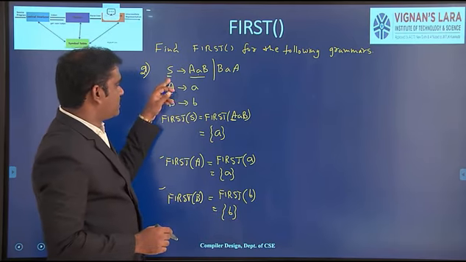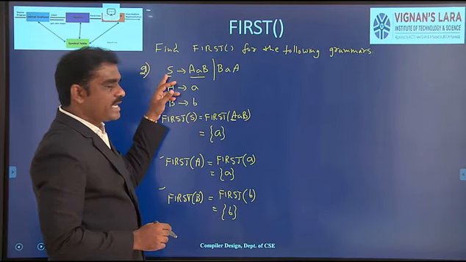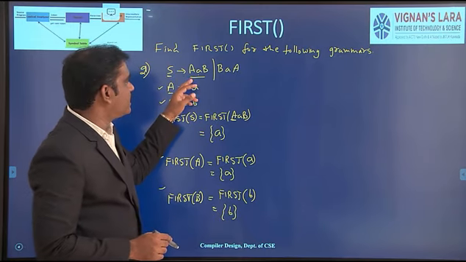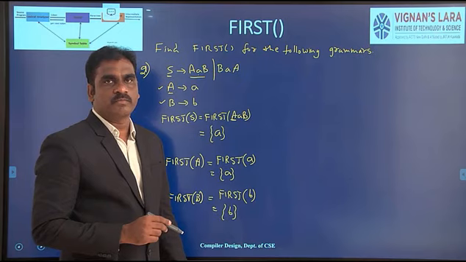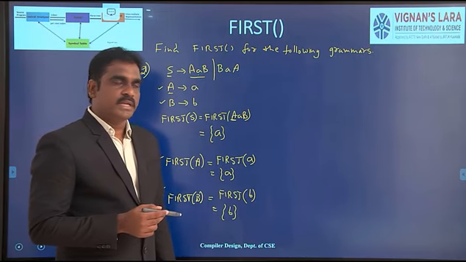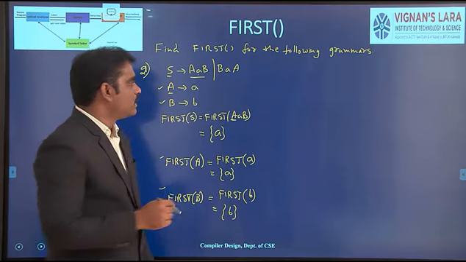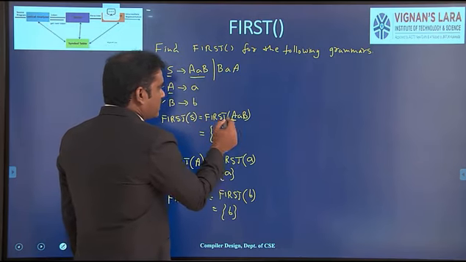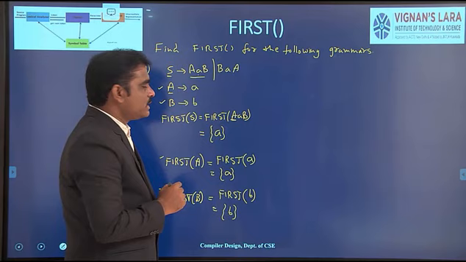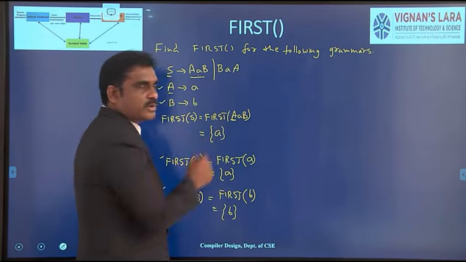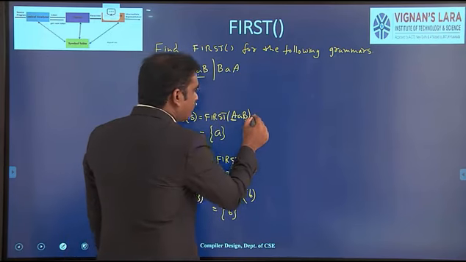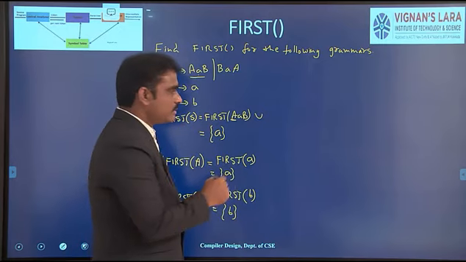Now find first. First of S equal to. Here S is a non-terminal. This non-terminal contains 2 productions. So 2 productions means, on the right-hand side, we are concentrating on the first symbol only. Suppose AAB, so first of AAB. In the same way we have one more production, so simply perform the union operation.